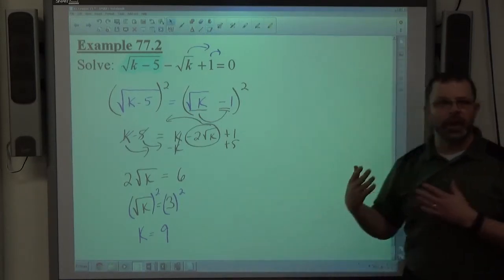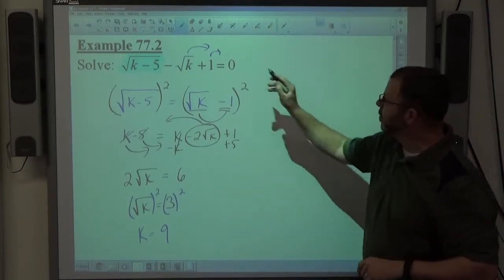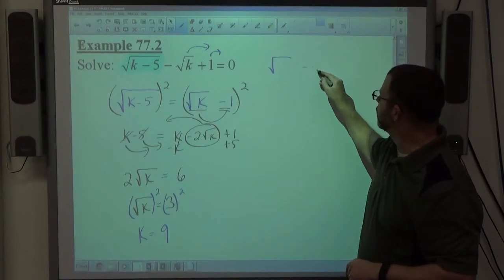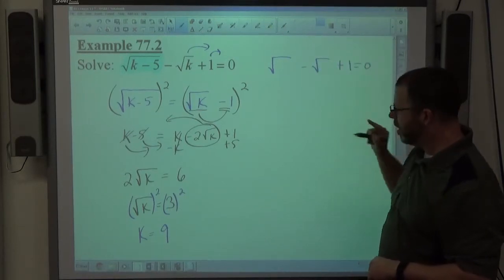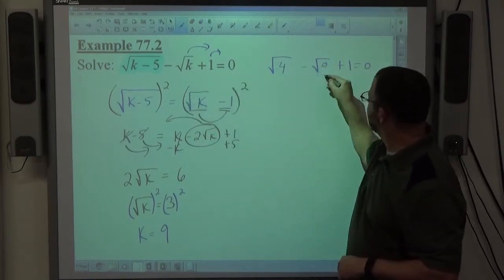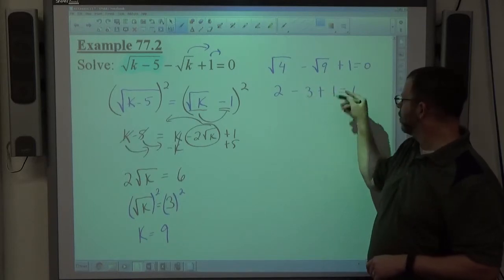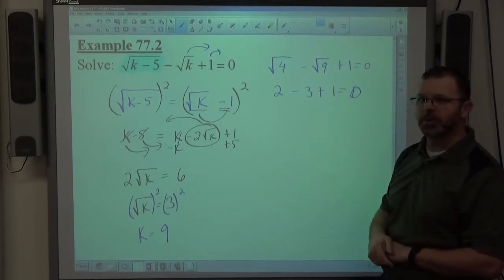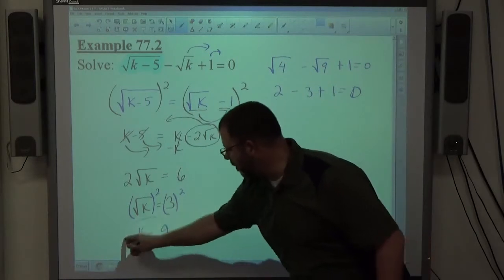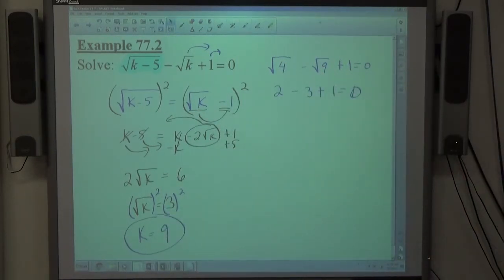As before, since we're doing a radical equation, we have to verify the solution. I take my answer and put it back in the original problem: square root of k minus 5 minus square root of k plus 1 equals 0, with k equal to 9. 9 minus 5 equals 4. Square root of 4 is 2. Square root of 9 is 3. 2 plus 1 is 3, minus 3 equals 0, a true statement. True statement means our answer is good. Verify every time on the radical equations. When they work, fine. When they don't work, you have to write the empty set.